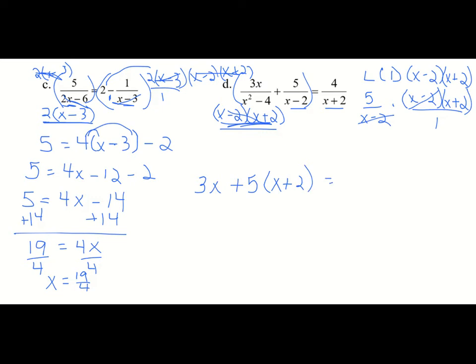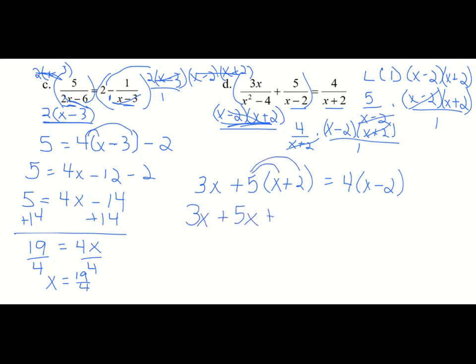And then on this other side, notice we have x plus 2, so we're going to do 4 over x plus 2 times x minus 2, x plus 2. So the x plus 2's cancel, and it leaves me with 4 times x minus 2. I need to distribute here. So we have 3x plus 5x plus 10 equals 4x minus 8. And then we get 8x plus 10 when I combine like terms equals 4x minus 8.